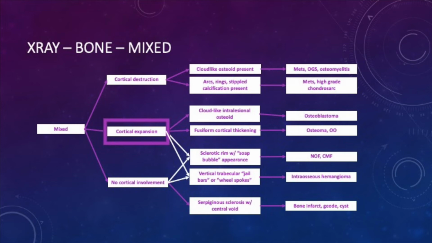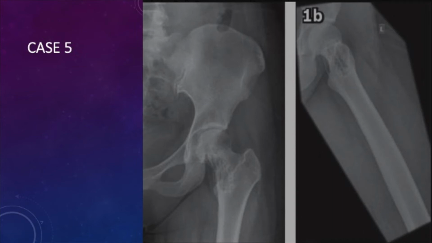Here you can see with all these arrows, the white arrows showing where it crosses over with some of the other ones. So we could end up anywhere here. So we've got a lot of questions to ask here. Do we have a sclerotic rim? Do we have vertical trabecular jail bars or wheel spokes? Do we have fusiform cortical thickening, or do we have cloud-like intralesional osteoid? So as we go back to this, we do have that blastic component, but I would not characterize it as that fluffy cloud-like osteoid that we just saw in the periosteal osteosarcoma.